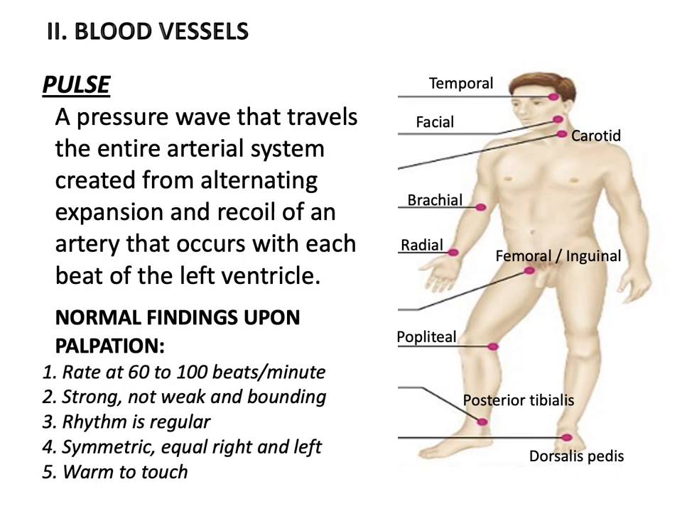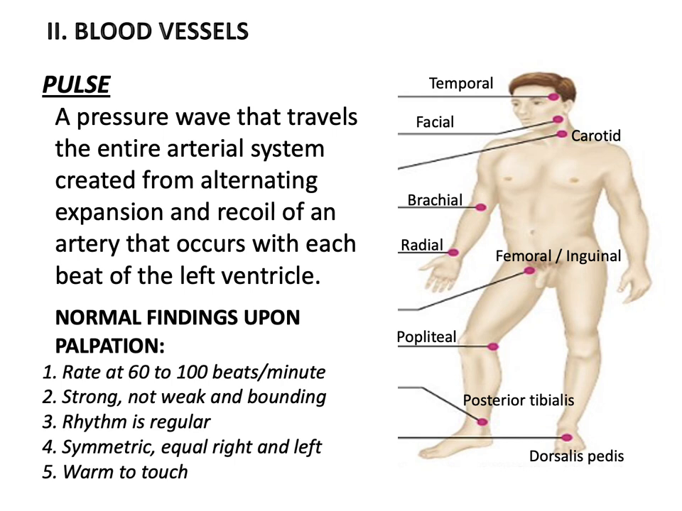What is a pulse? Ang pulse, it's a pressure wave that travels the entire arterial system. It's created from alternating expansion and recoil of an artery that occurs with each beat of the left ventricle. Why left ventricle? Nakafocus ito dito because the left ventricle is the one pumping oxygenated blood to the system. A fairly good indication of the efficiency of a person's circulatory system can be obtained by taking this arterial pulse together with the blood pressure. Itong measurements na ito, along with the respiratory rate and the body temperature, we collectively call them the vital signs in clinical setting.